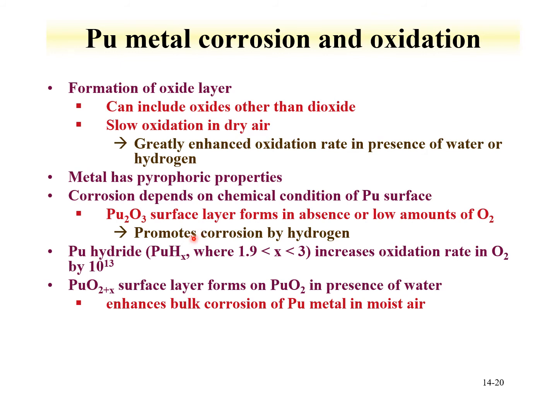Another thing is the formation of the hydride can increase the oxidation of plutonium in oxygen by 10 to the 13th. So a small amount of hydride formation, for instance from water, can have a very pronounced effect on any oxidation of the plutonium. There's also a hyperstoichiometric dioxide that can form in the presence of water, and this can enhance the corrosion of plutonium metal in moist air.